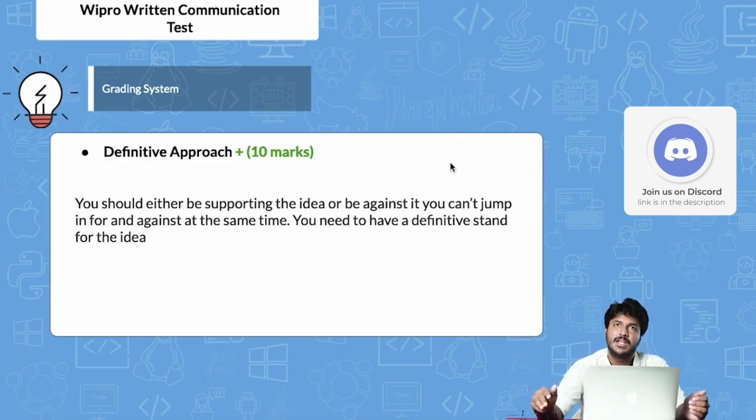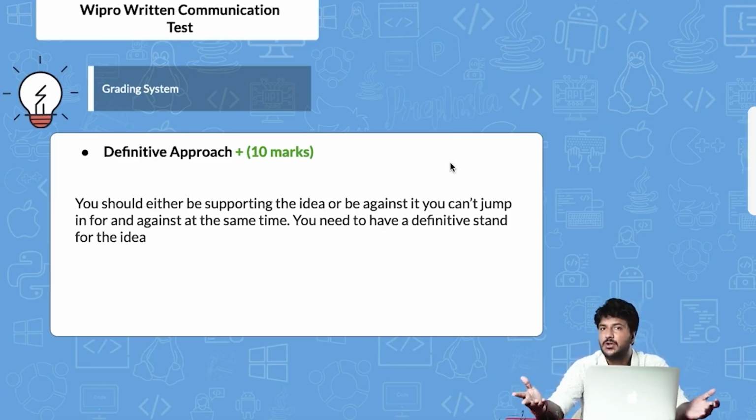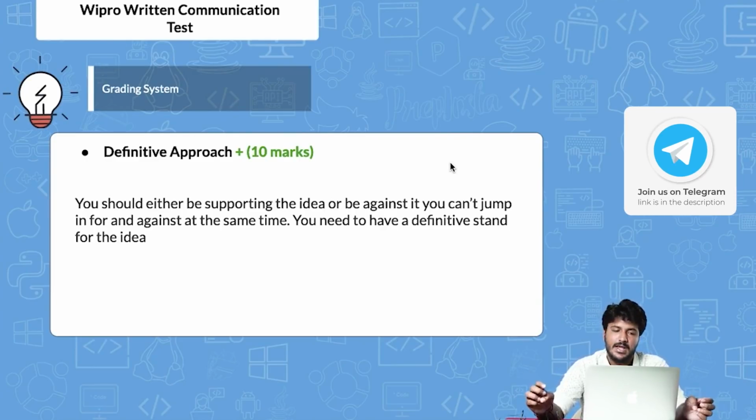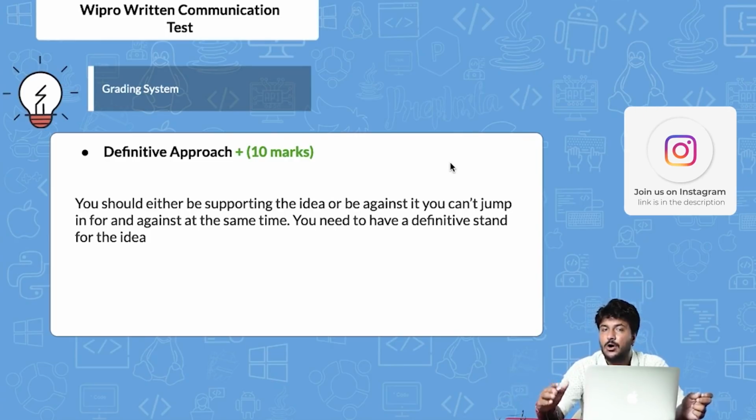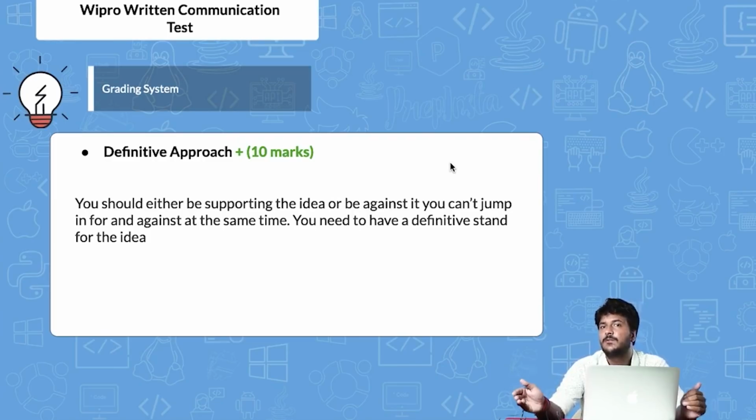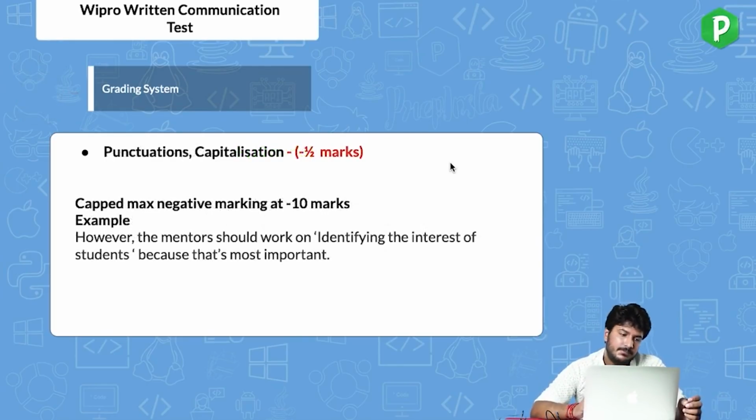For example, if the topic is whether social media is good or bad, I need to have a definitive stand that either it is bad or it is good. I cannot sit in between. The conclusion should be definitive, that okay, it is bad or okay, it is good. Maybe I can articulate a few things which are positive and negative for both, but at least in the conclusion it should be a definitive stand. I'm going to cover a little bit more about it. So you need to follow a definitive approach, right?